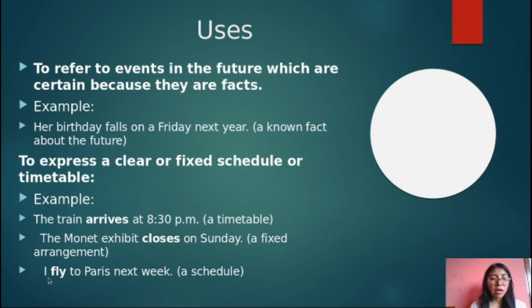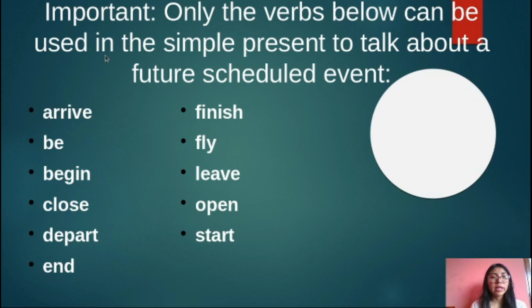Okay, I fly to Paris next year, okay? In this case, there is a schedule, okay? That is the same. I am using, pay attention, a future expression that is a specific point in the future, next week. So I am going to use the present, okay? Pay attention here. That is important. Only the verbs below can be used in simple present to talk about a future scheduled event.